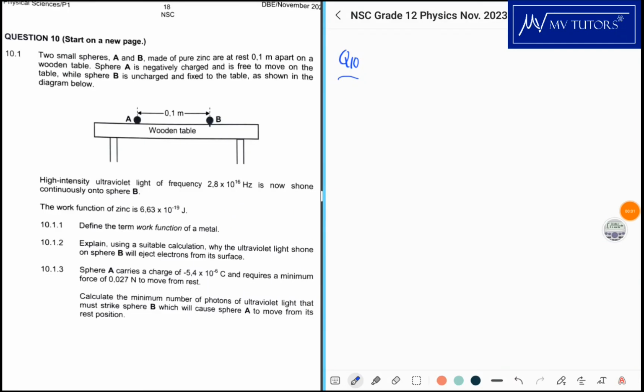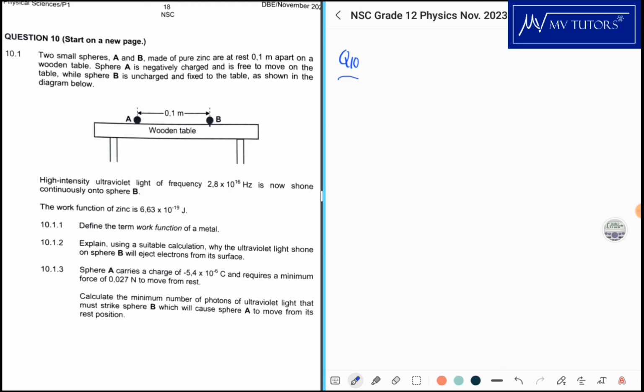We are officially at the last question. So 10.1. Two small spheres A and B made of pure zinc are at rest 0.1 meters apart on a wooden table. Sphere A is negatively charged and is free to move on the table, while sphere B is uncharged and fixed to the table, as shown in the diagram below. Okay, this is giving question 7 vibes with electrostatics, but anyway.